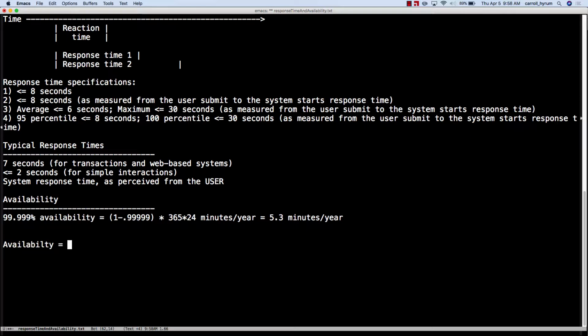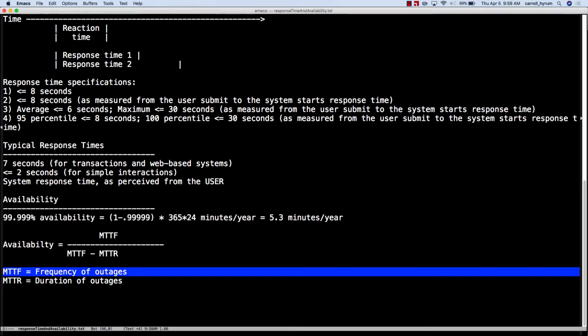Okay, so let's talk about how to calculate availability. Availability equals our mean time to failure divided by the mean time to failure plus the mean time to recovery. Mean time to failure in this case, to put it in a little different context, is the frequency of outages, and mean time to recovery equals our duration of outages. So how long are we up and how long are we down?